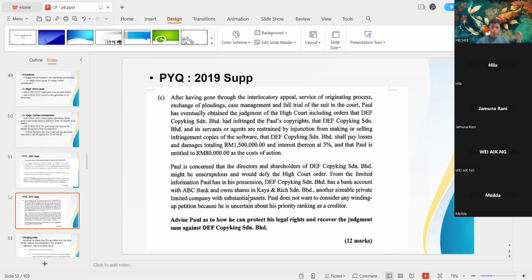And then some seizable private limited company with substantial assets, so that it can be done by way of writ of seizure and sale. Now he wants to protect his legal right and recover the judgment sum. So you have to list out the following: garnishing, charging order, and then the writ of seizure and sale. Is that okay? The charging order is in the next slide, and I will be discussing them one by one.